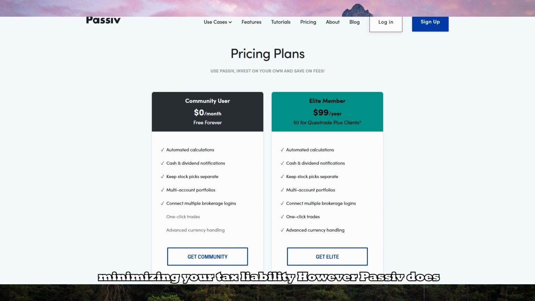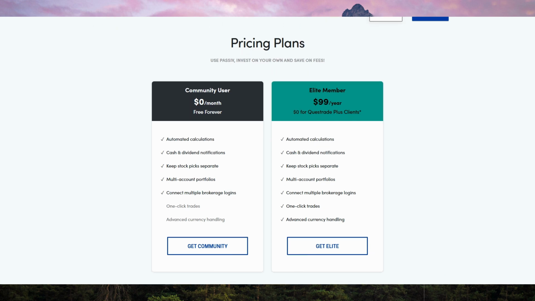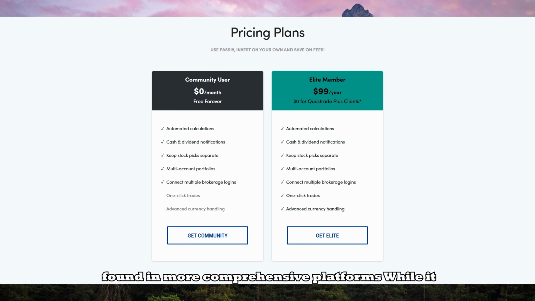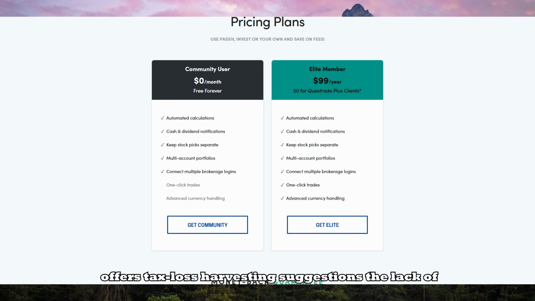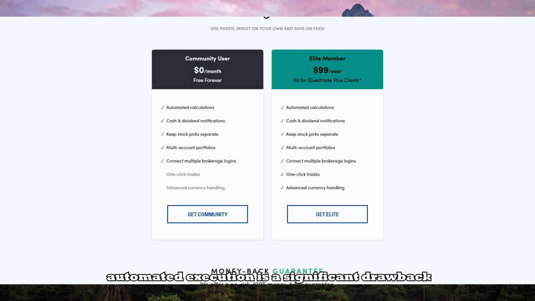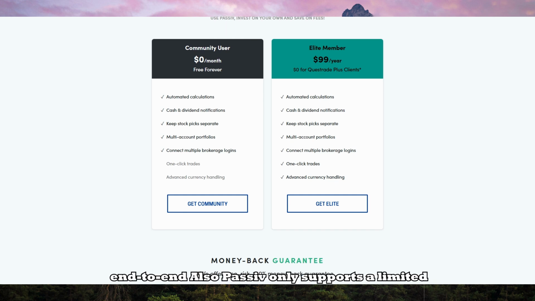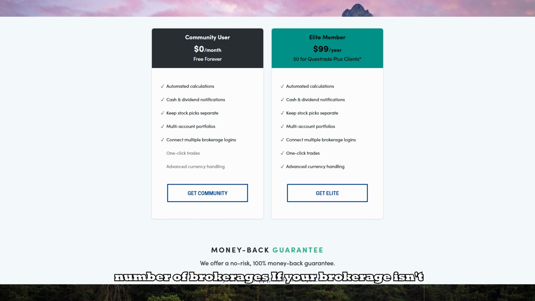However, Passiv does have weaknesses. Its primary focus on rebalancing means it lacks robust portfolio analysis tools found in more comprehensive platforms. While it offers tax loss harvesting suggestions, the lack of automated execution is a significant drawback compared to competitors that handle this end-to-end. Also, Passiv only supports a limited number of brokerages.